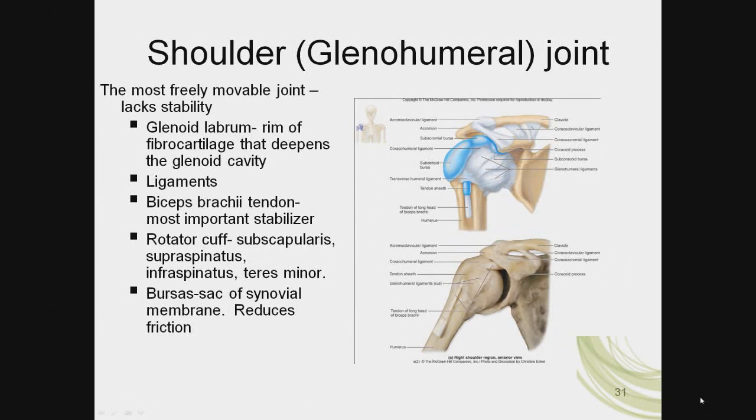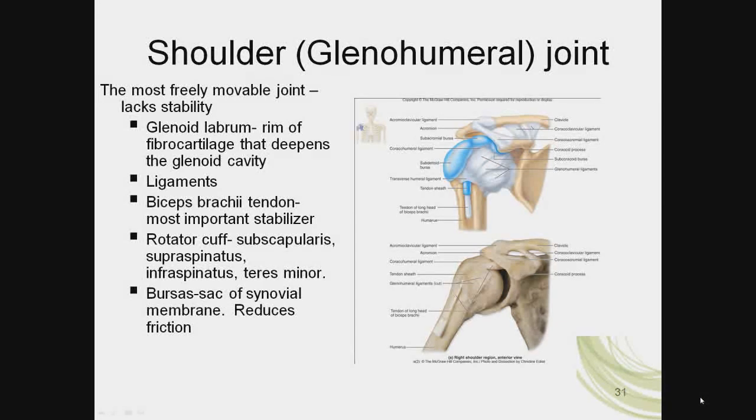For example, the coracoacromial ligament: its name tells you what bone or structure the ligament attaches to. So it attaches to the coracoid process of the scapula and the acromial process of the scapula. The coracohumeral ligament is a thickening of the superior part of the joint capsule, and it runs from the coracoid process to the humeral head.